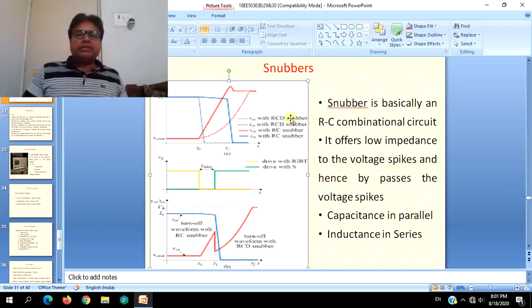And when RCD, that is a combination of resistance, capacitance and a diode, is used instead of this path, the voltage rises as shown by dotted lines. Thus, the wave shape will be improved, and the change in voltage is not that abrupt. The current turns off with RC at this time, whereas with the dotted line, with the RCD snubber, it comes to 0 in lesser time. So these are the turn off waveforms, showing how the voltage spike is curbed.